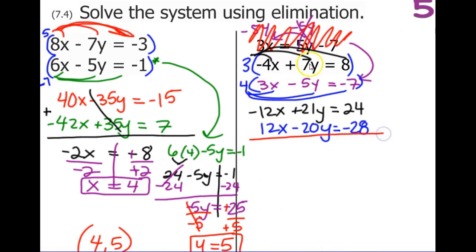Now that we've multiplied each of those, we can eliminate. So our 12s go away. 21 minus 20 is just 1y, or just y. We don't really need the 1. 24 minus 28, there's more negatives. 28 minus 24 is just 4. So we have y equals negative 4.